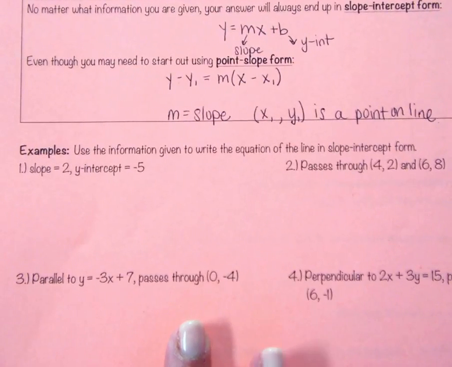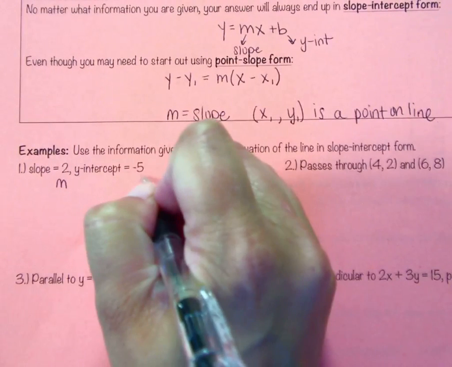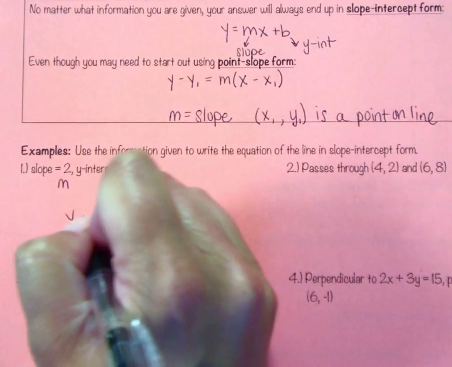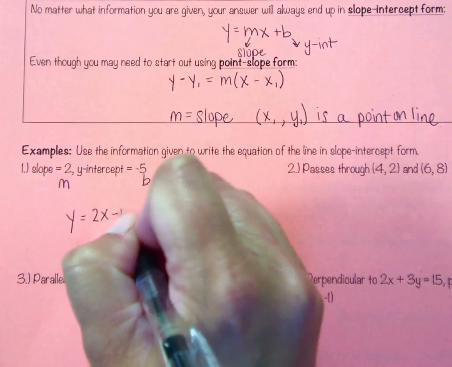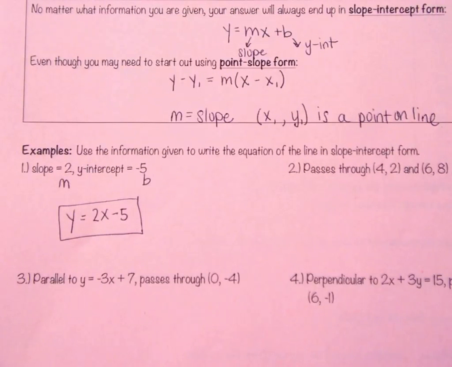It's just a matter of recognizing what we're given and plugging them in the right place. So if our slope is 2, that's our value of m. If our y-intercept is -5, that's our value of b. So we can just go ahead and plug those values for m and b right into slope-intercept form.